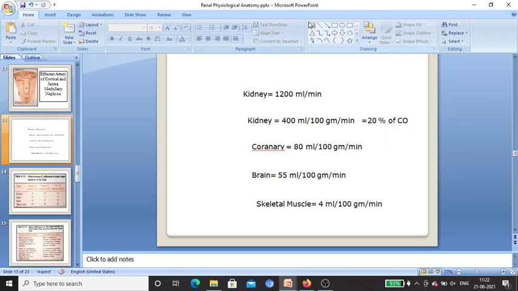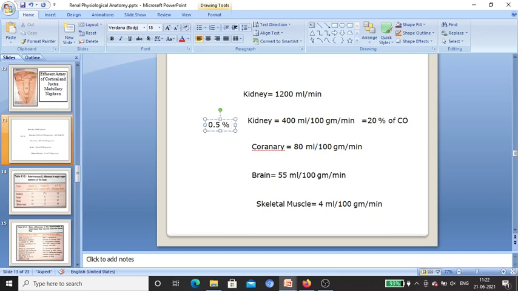While if we compare with the body weight, kidney forms only 0.5% of your total body weight. So if we compare in body weight, the kidney is a very small organ in comparison to our body weight, but it gets 20% of total cardiac output. So see, the kidney receives very much blood supply to its tissues. So it is a highly perfused organ. So renal blood flow is very high.